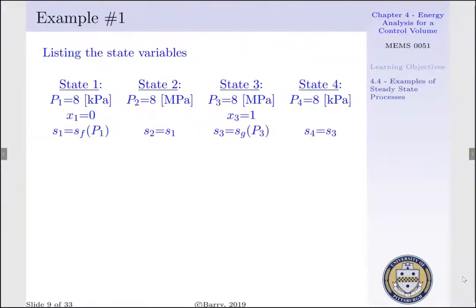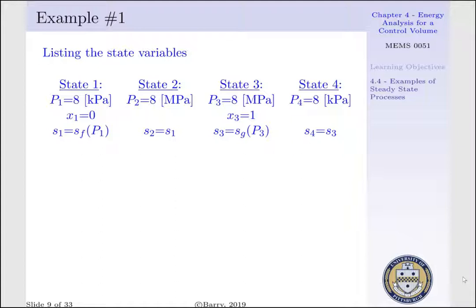For us to begin, we are going to list our state variables. Recall state 1 is the input into our pump. Our pressure at state 1 is 8 kPa, the same pressure as the steam entering our condenser. Our quality at state 1 is 0.